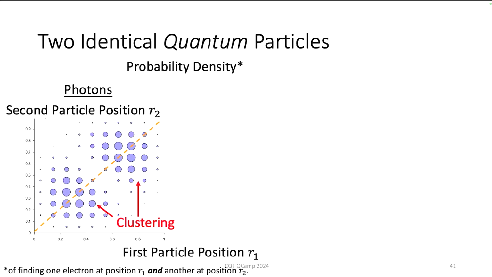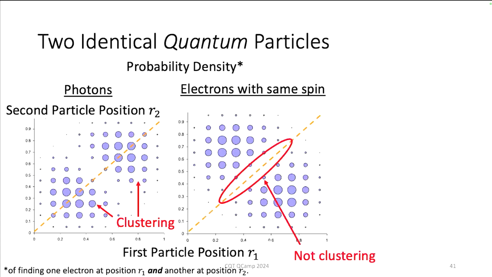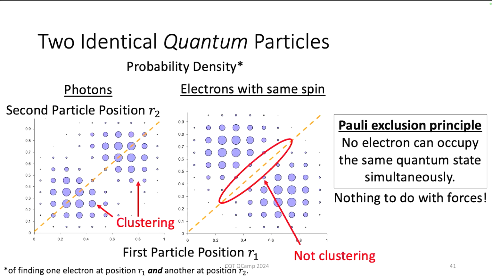But electrons that have the same spin don't like to cluster. They always avoid each other. So let's say one electron is here, the other electron will be at a different space. So for example, at 0.2 for the first electron, the other electron will be at some other position. They will never be at the same spot. So this phenomenon is called the Pauli exclusion principle.